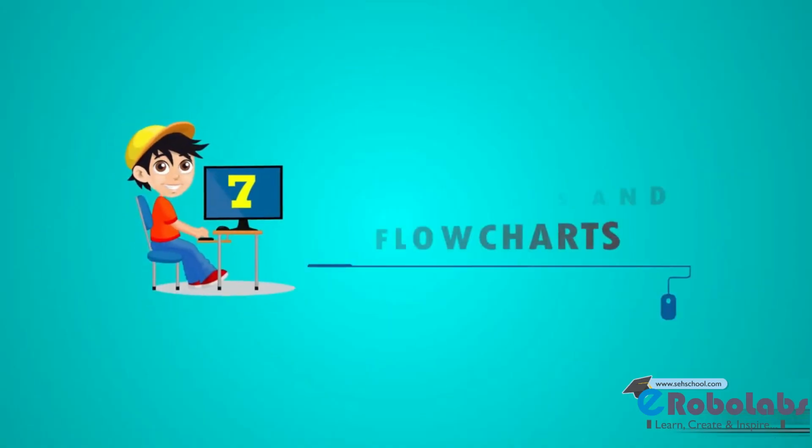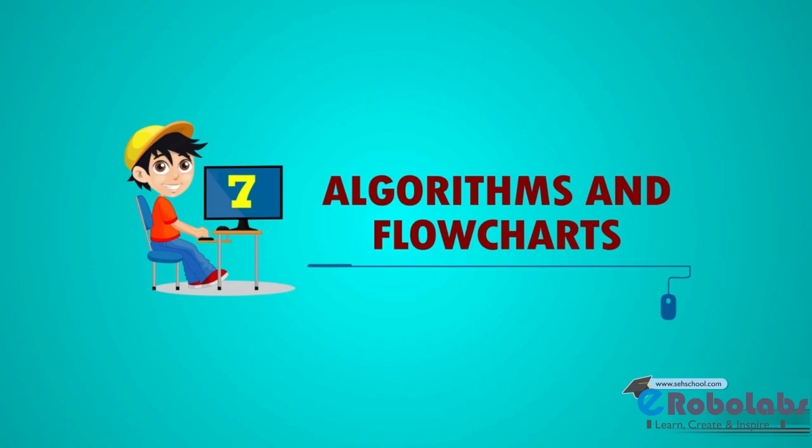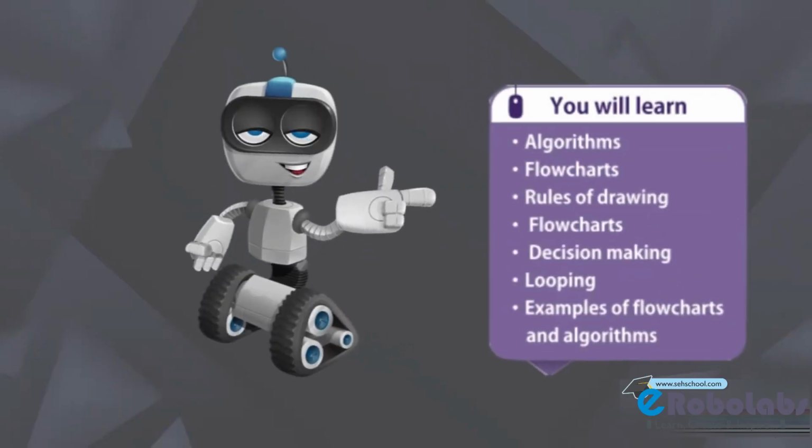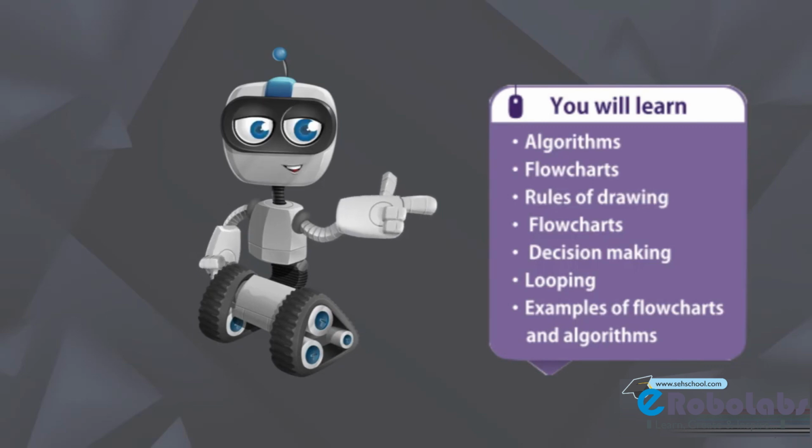Chapter 7: Algorithms and Flowcharts. You will learn algorithms, flowcharts, rules of drawing flowcharts, decision making, looping, examples of flowcharts and algorithms.